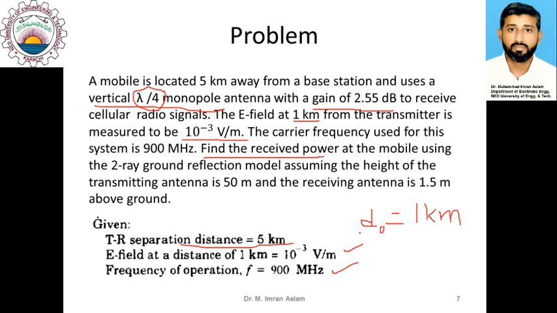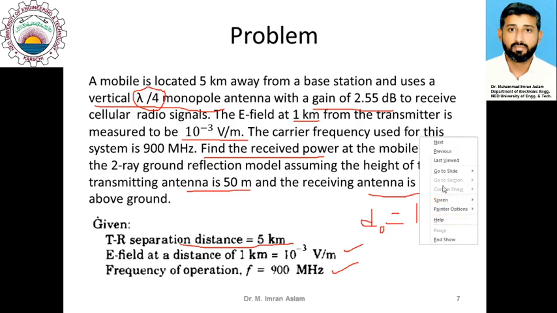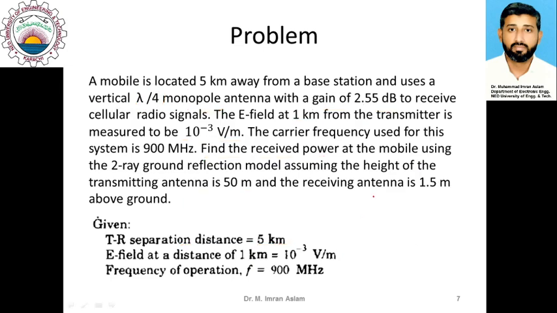You must note that for the two-ray ground reflection model, we need to know the heights of the transmitter antenna as well as the receive antenna. So the transmitting antenna height is given as 50 meters and the receiving antenna height is given as 1.5 kilometers. Oh, sorry, 1.5 meters. I'm sorry. So the receive antenna height is 1.5 meters. These are our given values. We know the frequency, we know the E field at the reference distance, and we know the TR separation.